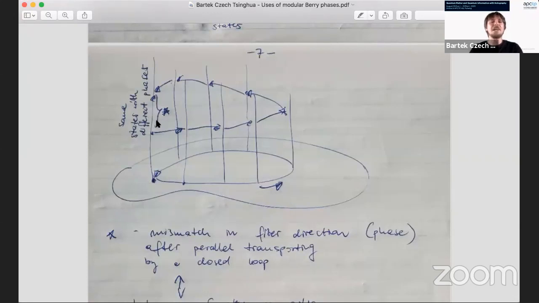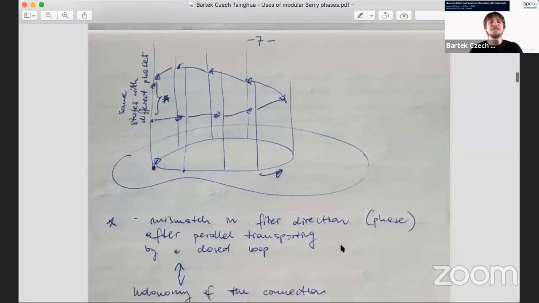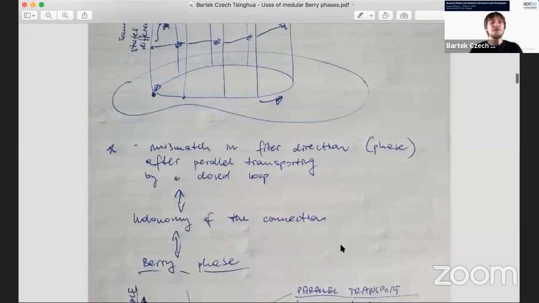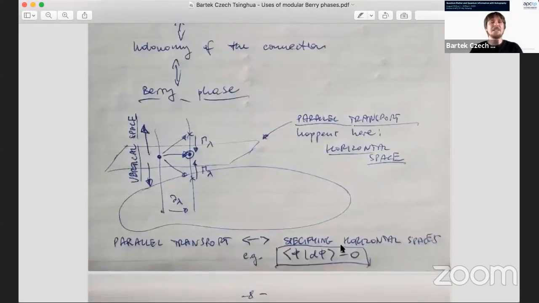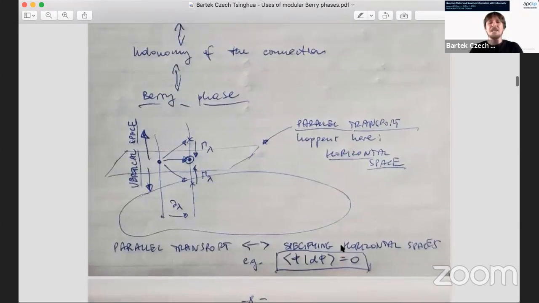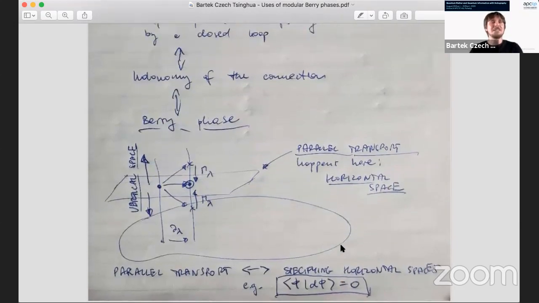Well, not necessarily. If I did not, then I have incurred what we call a holonomy. This difference between the initial and the final location in the fiber directions after I close the trajectory in the base is called the holonomy of the connection, and the Berry phase is an example of such a holonomy. The mismatch in the fiber directions after parallel transporting by a closed loop in the base is the holonomy of the connection. And the Berry phase is exactly that. This is again a place where I would say, are there any questions?